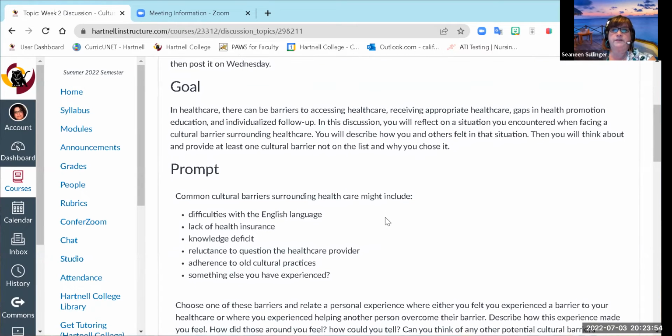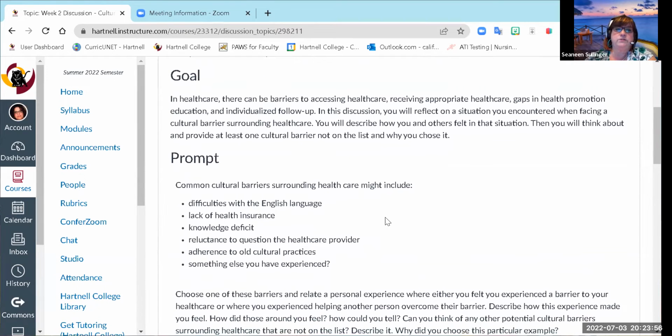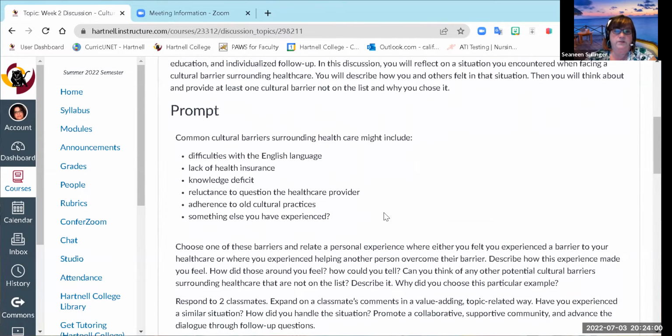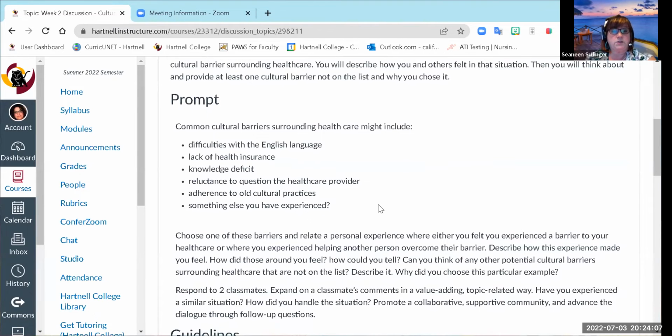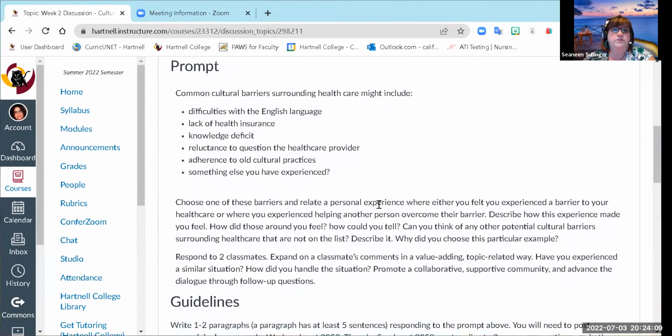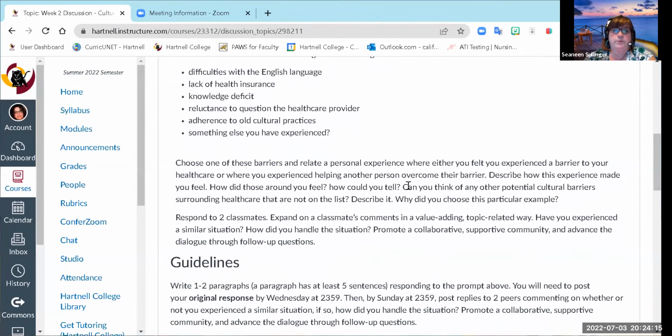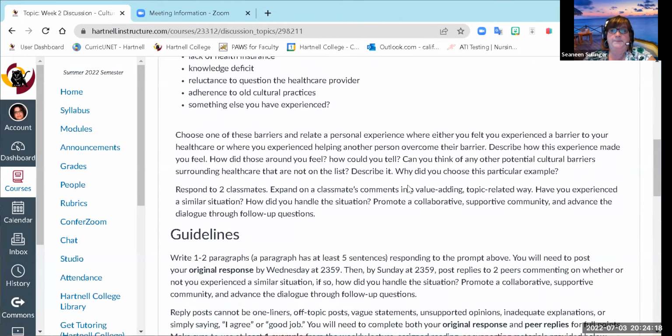And then you're going to reflect on a situation that you personally have encountered when facing a cultural barrier surrounding healthcare. So these are some suggestions: language, lack of health insurance, knowledge deficit, reluctance to question the healthcare provider, adherence to old cultural practices, or maybe something else that's not on the list. And you want to choose one of those barriers, relate a personal experience where you experienced a barrier to your healthcare, or where you experienced helping another person overcome their barrier.